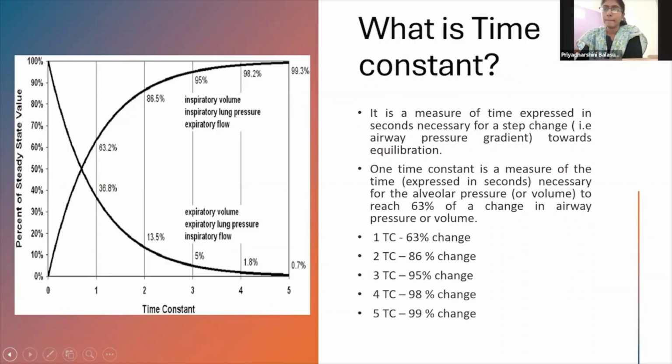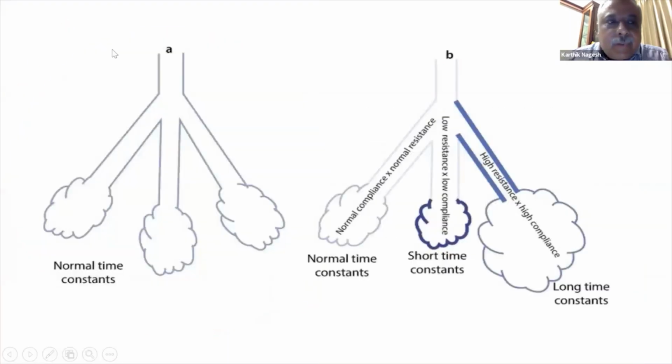I hope everybody has understood the basic concept of time constant. Can anybody else explain, or if there is a confusion in anybody's mind, can somebody raise their hand or unmute themselves and tell me?